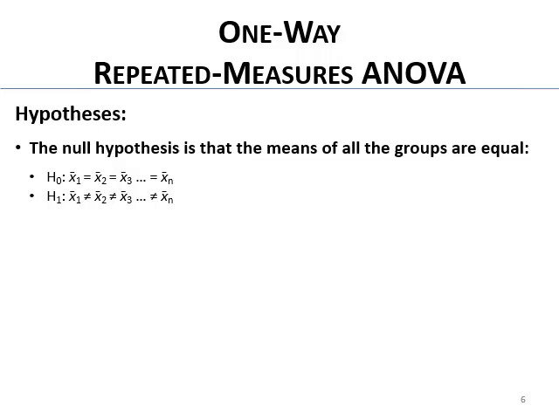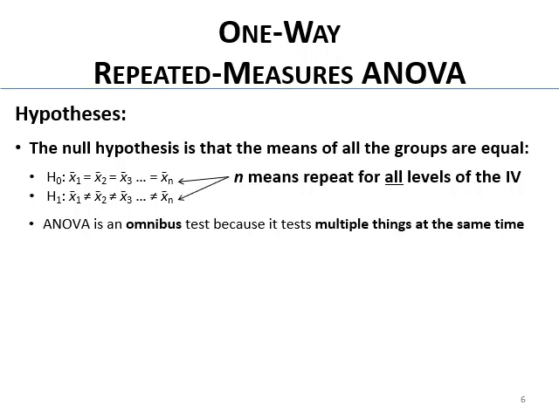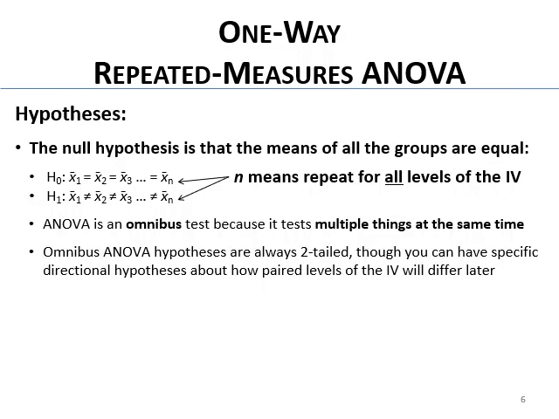So guess what? This is also an omnibus test. If any group differs from any other group, you'll be rejecting the null. So the little n at the end there just means keep going until you run out of IV levels. So if you got 4 levels, you'd also have x bar 1 equal to x bar 4, right? And if you had 5, to x bar 5, you just keep going. So it is an omnibus test. It tests multiple things at the same time. And the hypotheses for the ANOVA omnibus test are always two-tailed.